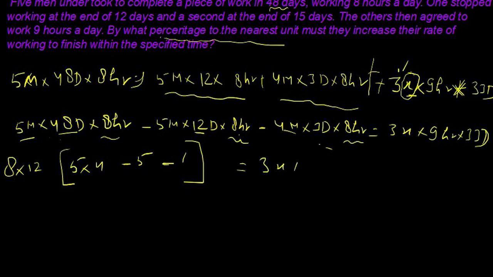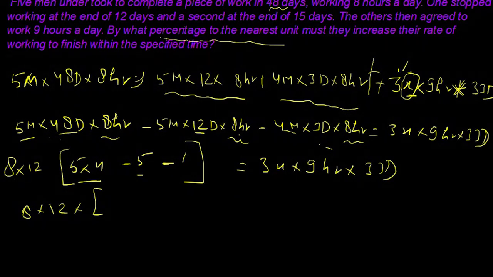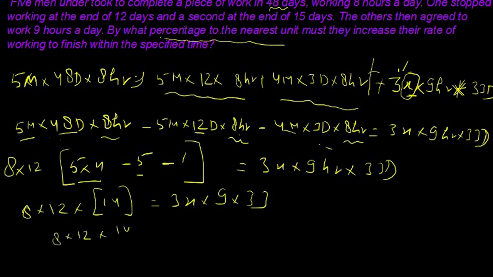So this is 3x into 9 hours into 33 days. 12 into 8 is as it is. 5 4s are 20, 20 minus 5 is 15, 15 minus 1 is 14. So 3x into 9 hours into 33 days. So 8 into 12 into 14 divided by 3 into 9 into 33 is equal to x. Now 3 4s are 12. 8 4s are 32, and this is 33, and this is 14 by 9.